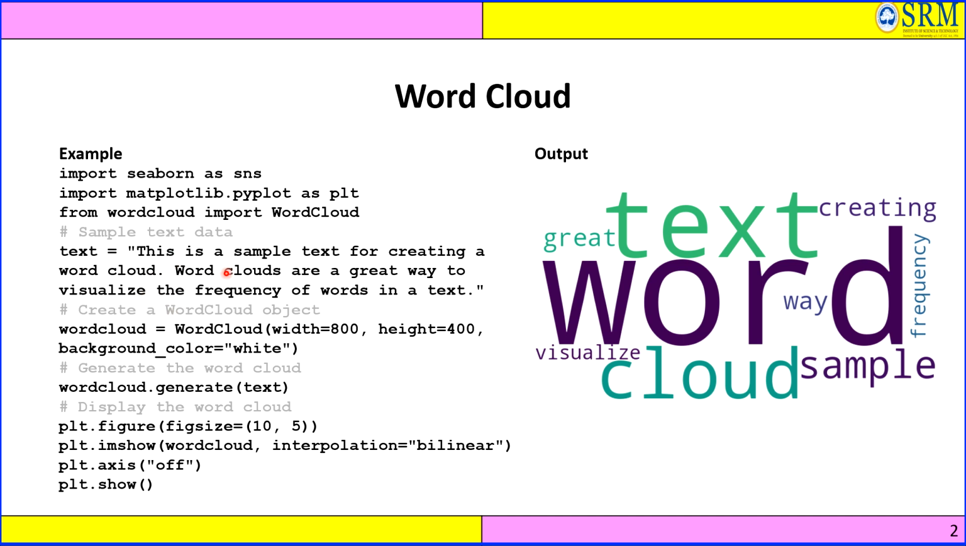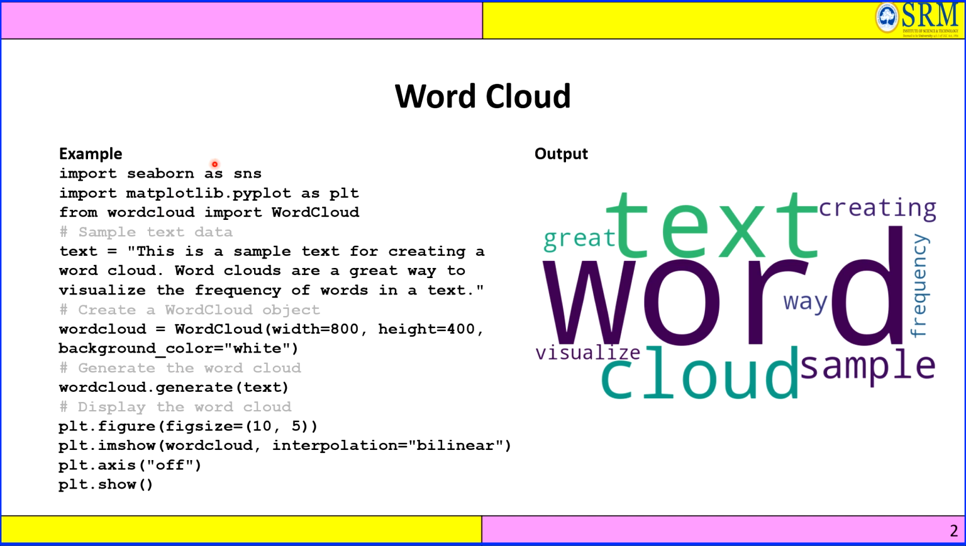In this text you can see one word coming three times. That's why in the visualization you can see that word in a big size, and others in medium and smaller sizes. So if you want to do this kind of visualization using Matplotlib, you have to use the word cloud function.